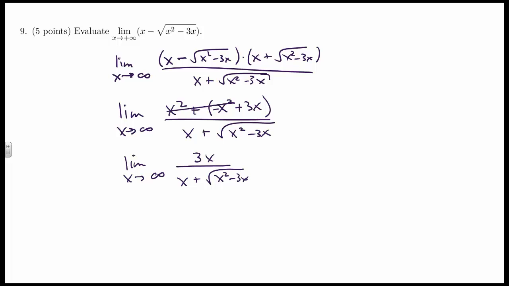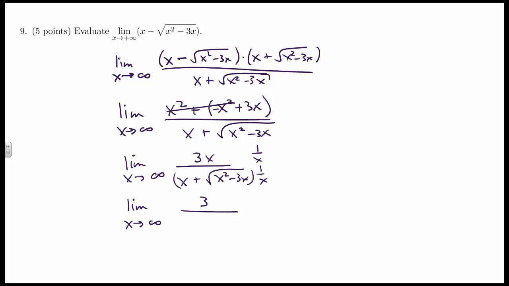Now, as we go to infinity, now we're looking at something that is in the form of infinity over infinity. I wonder if we can do some more manipulation. How about we multiply top and bottom by 1 over x? Let's see what we get now. We get 3 on the top.